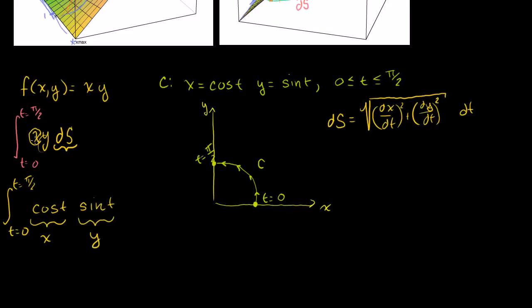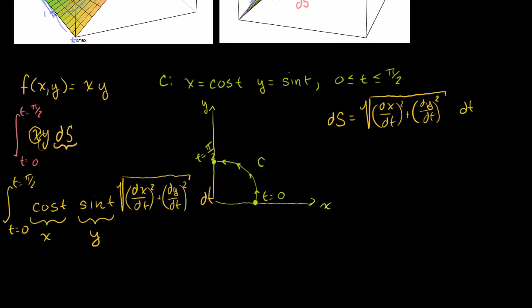All I did is rewrite x y in terms of t, times ds. ds is the square root of the derivative of x with respect to t squared plus the derivative of y with respect to t squared, all of that times dt. Now we just have to find these two derivatives, and it might seem really hard, but it's very easy for us to find the derivative of x with respect to t and the derivative of y with respect to t. I can do it right down here.